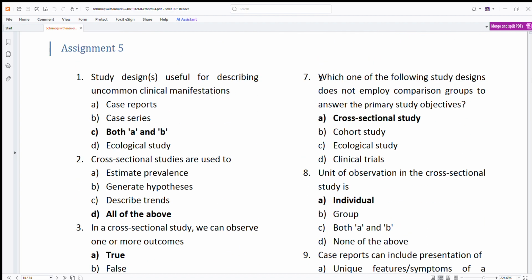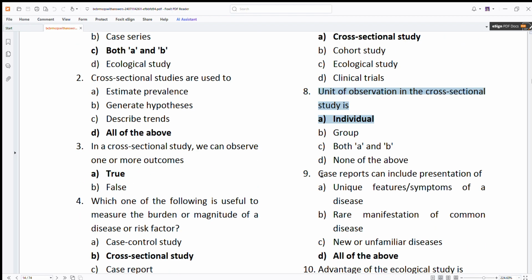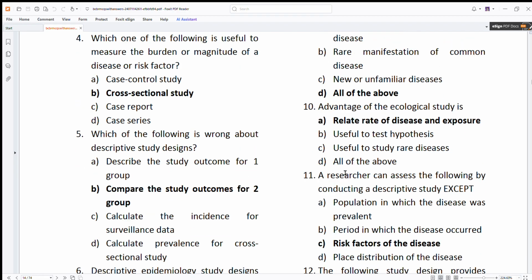Then which one of the following study designs does not employ comparison groups to answer the primary study objectives? Yeah, cross-sectional study. Cross-sectional study never employs any comparison groups. Then unit of observation in the cross-sectional study is an individual. Yes, that's right. Case reports can include presentation of unique features, symptoms, rare manifestation, everything, all of the above. Advantage of ecological studies to relate rate of disease and exposure. Yes, true.